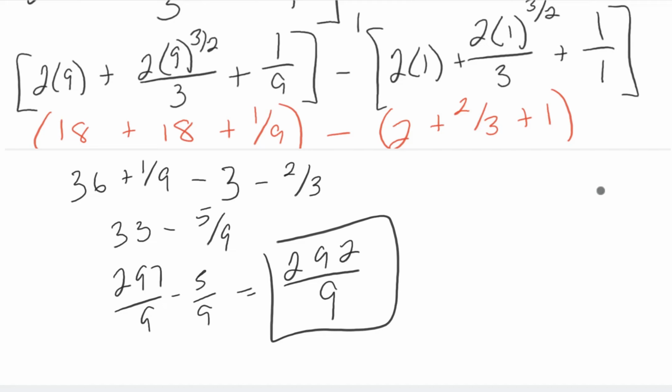So you had 2 times 9 is 18. The square root of 9 is 3. So I have 3 to the 3rd, which is 27. Divided by 3 is 9, times 2 is 18. Because 27 times 2 and you divide by 3, either way, plus the 1/9. And then 2 plus 2/3 plus 1. Because of the subtraction, those signs change. So that's how I get the 33 and the 5/9. And I just get a common denominator from there.